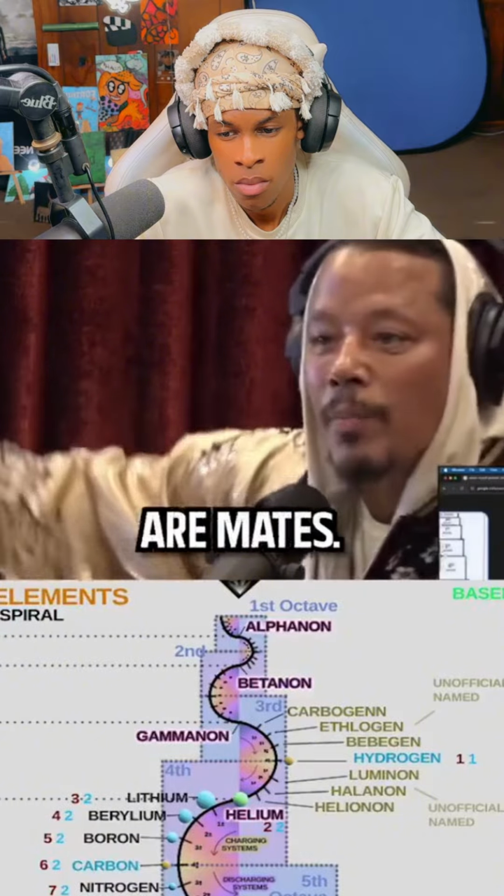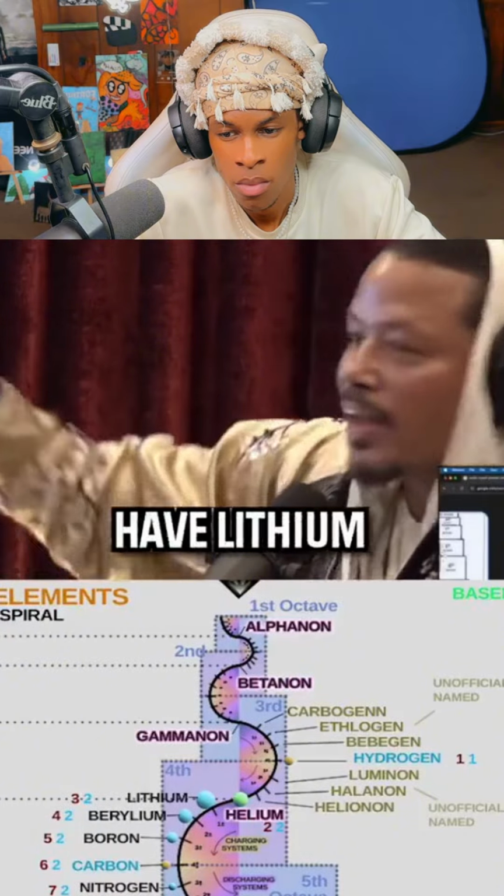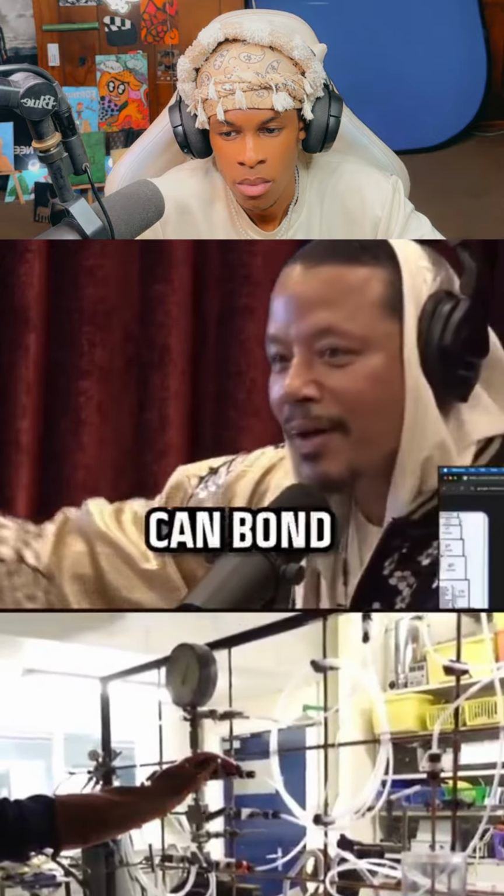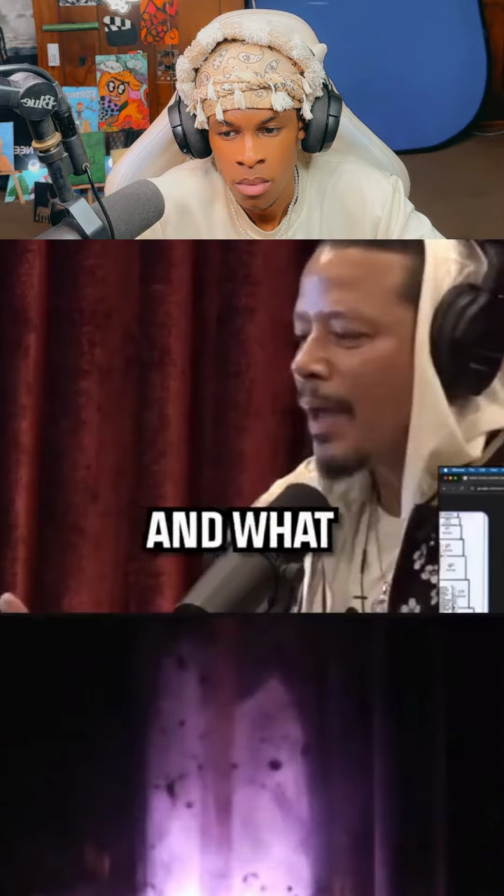Now the balance of this, all of those are mates. Fluorine and lithium naturally mate. If you have lithium bonded with any other element, the moment that fluorine is introduced, it will break all bonds violently so it can bond with fluorine. Same thing with beryllium and oxygen. That's what they've tried to keep from us.